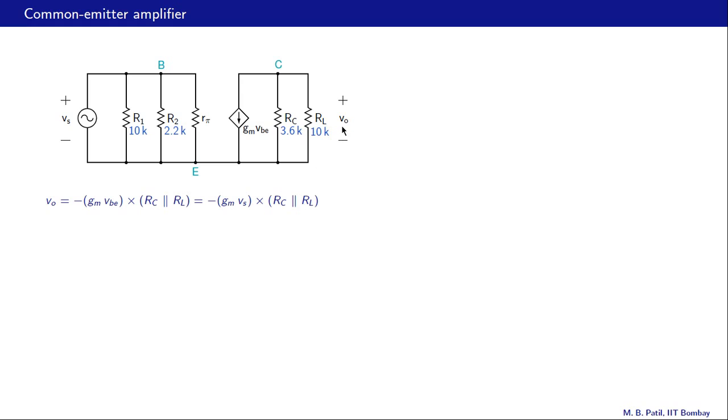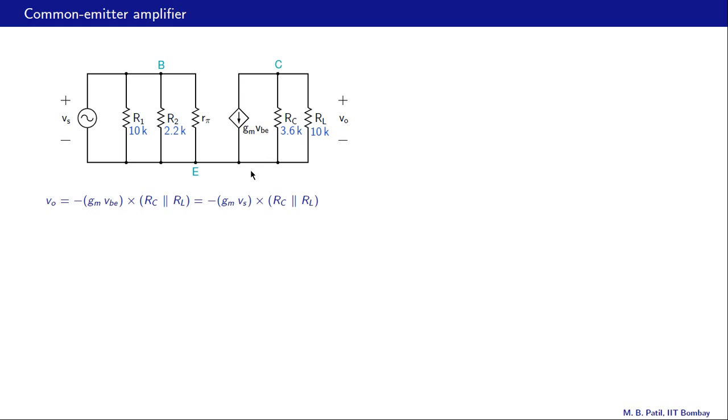What is Vo equal to? It is this current going through this parallel combination of RC and RL and causing a voltage drop. So it is gm times VBE times RC parallel RL, but that voltage drop is positive in that direction and our Vo is marked the other way. So therefore Vo is negative of that quantity. So that is minus gm VBE times RC parallel RL.